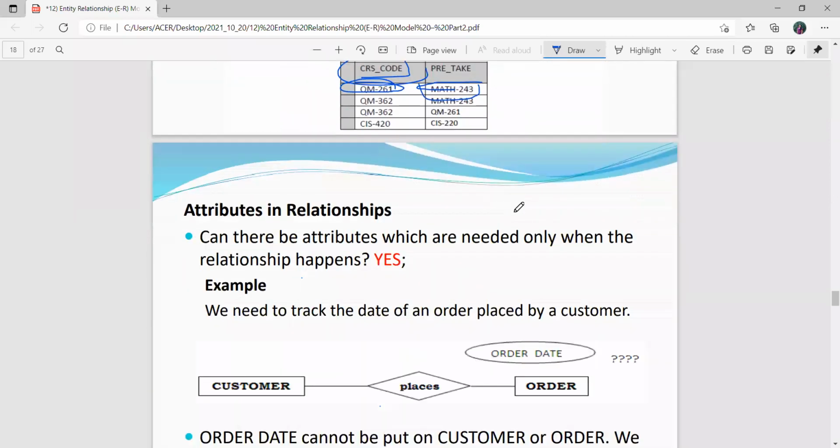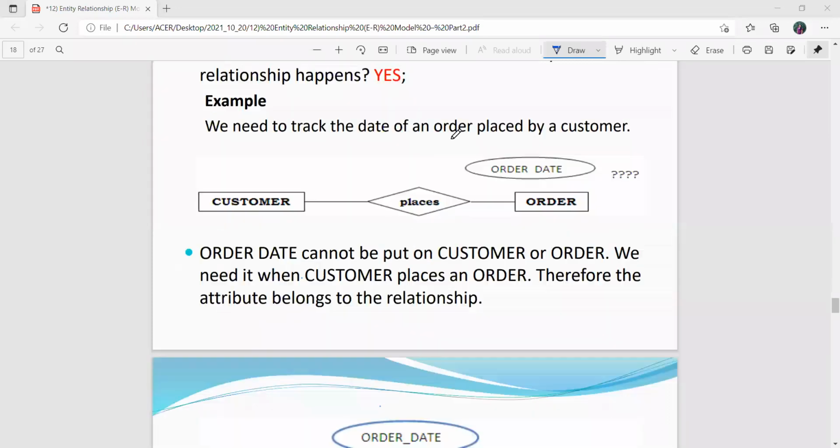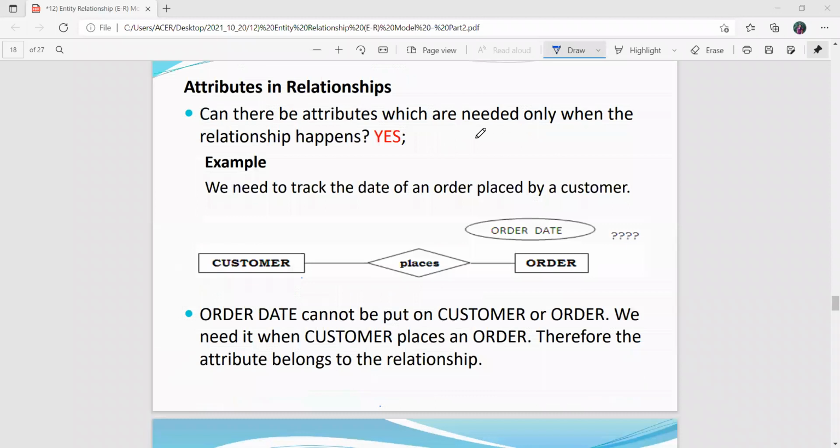Then about attributes in relationships. Before discussing this, let's take a small break. Now it's 10:32. Let's meet again at 10:45. I think a 15-minute break is enough.